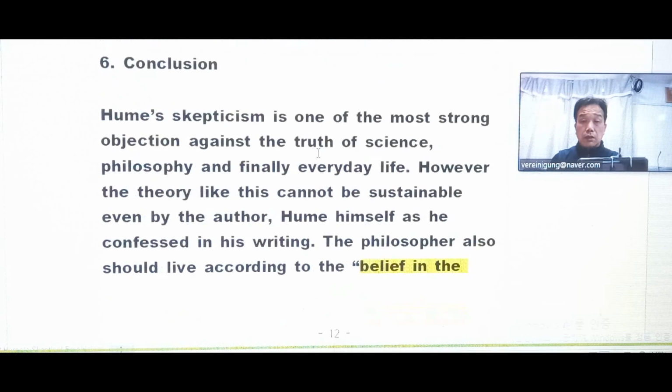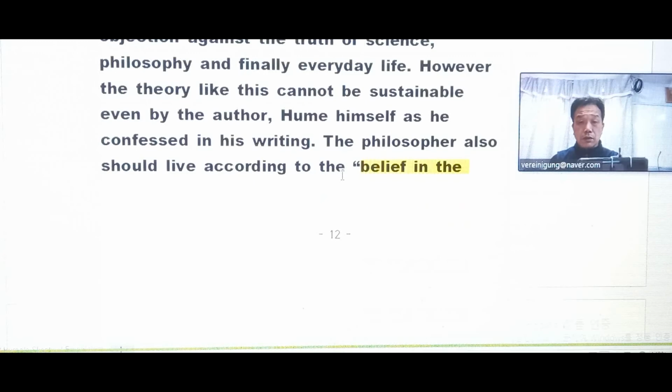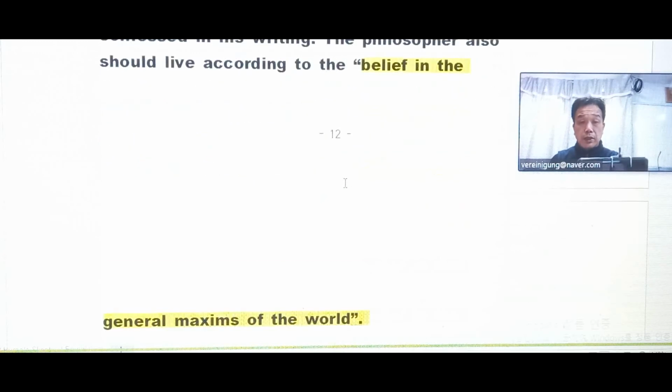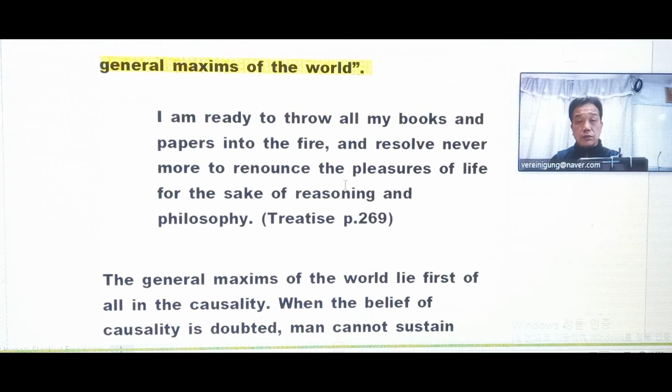6. Conclusion. Hume's skepticism is one of the strongest objections against the truth of science, philosophy, and finally everyday life. However, a theory like this cannot be sustainable even by the author Hume himself, as he confessed in his writing. The philosopher also should live according to the belief in the general maxims of the world. I am ready to throw all my books and papers into the fire and resolve never more to renounce the pleasure of life for the sake of reasoning and philosophy.